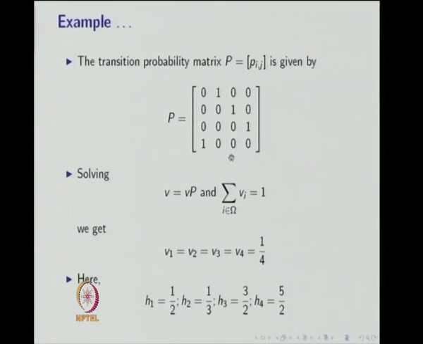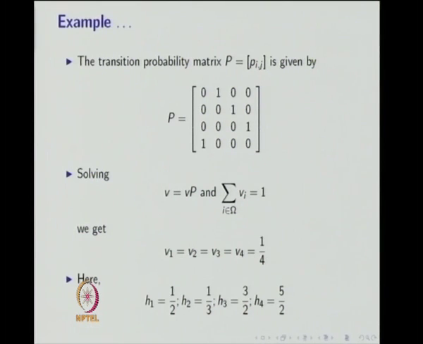If you see the transition probability matrix, since it is a transition probability matrix, the values lie between 0 and 1 and the row sum is 1. But this particular transition probability matrix satisfies one more additional condition: the column sum is also 1. Therefore, if you solve V = VP and the summation of V is equal to 1, the solution will be 1 divided by the number of states.